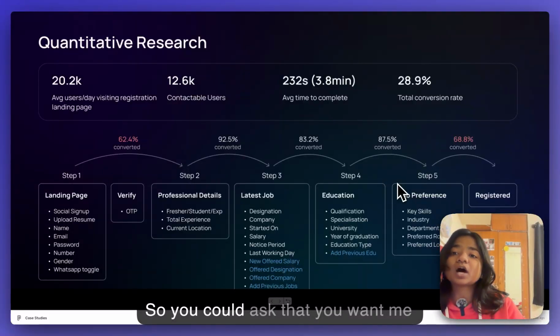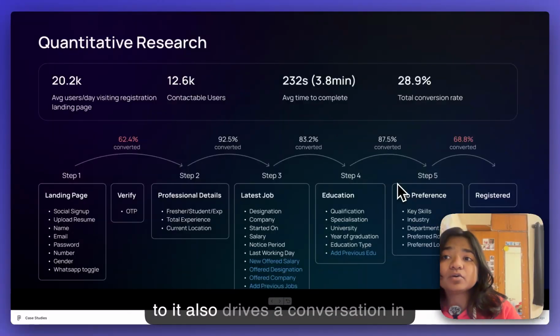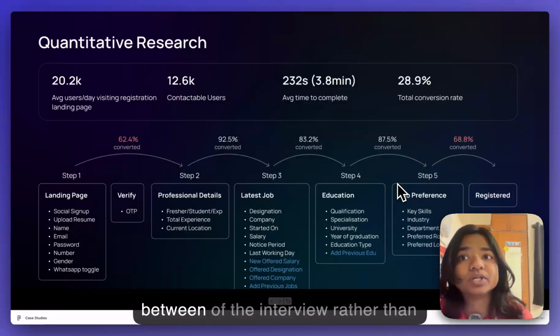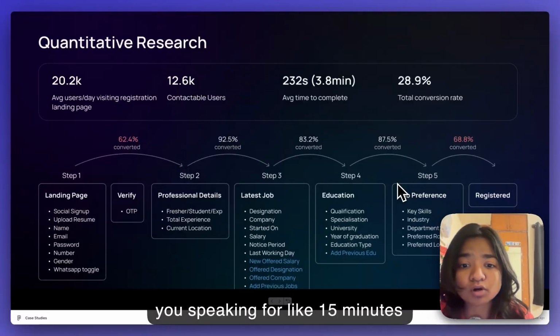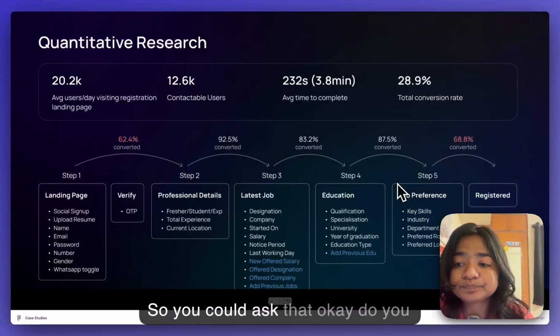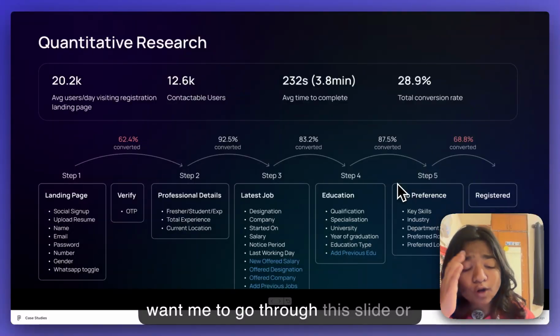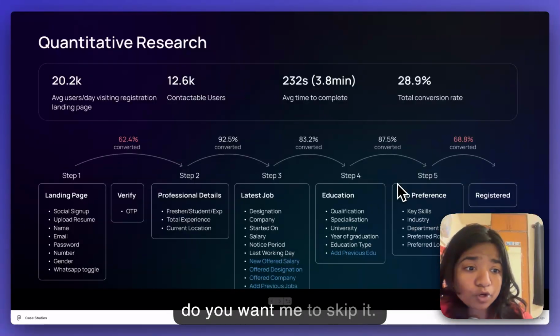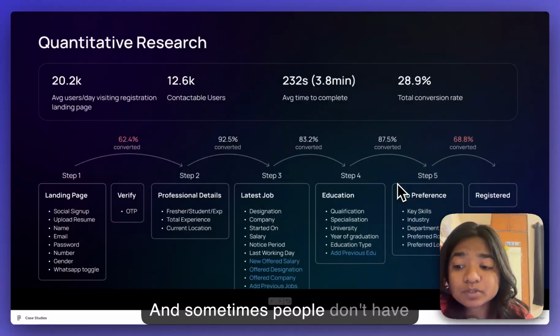It also drives a conversation in the middle of the interview, rather than you speaking for 15 minutes non-stop. You could ask, do you want me to go through this slide or do you want me to skip it? And sometimes people don't have much time.